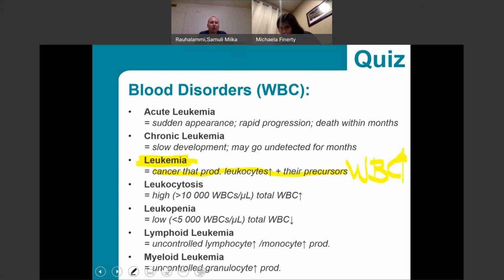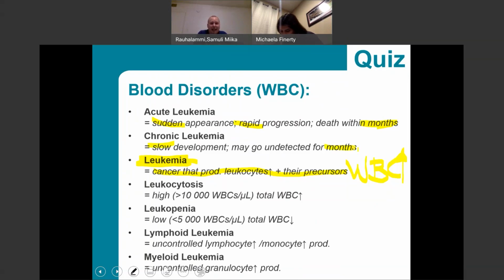There are two types of subgroups of leukemia. In an acute leukemia, that's sudden, very rapid in how it progresses, and within months, if it doesn't get treated, death will occur. In a chronic leukemia, this is much slower to develop, and it might be months that we don't even detect that there's something going on. So the difference between acute and chronic leukemia is the speed of how quickly we first see it, and the speed of how quickly it's progressing.